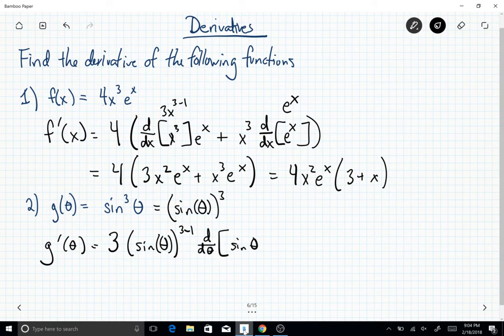So we have to take the derivative with respect to theta of sine of theta. And the derivative of sine of theta is cosine of theta. Okay? So this thing becomes 3 sine squared theta cosine theta, and you are done.